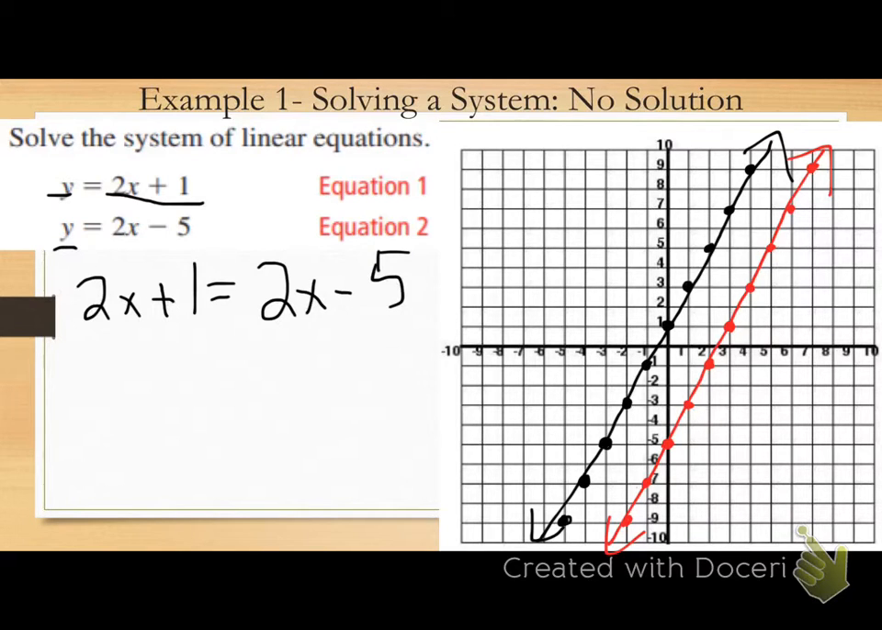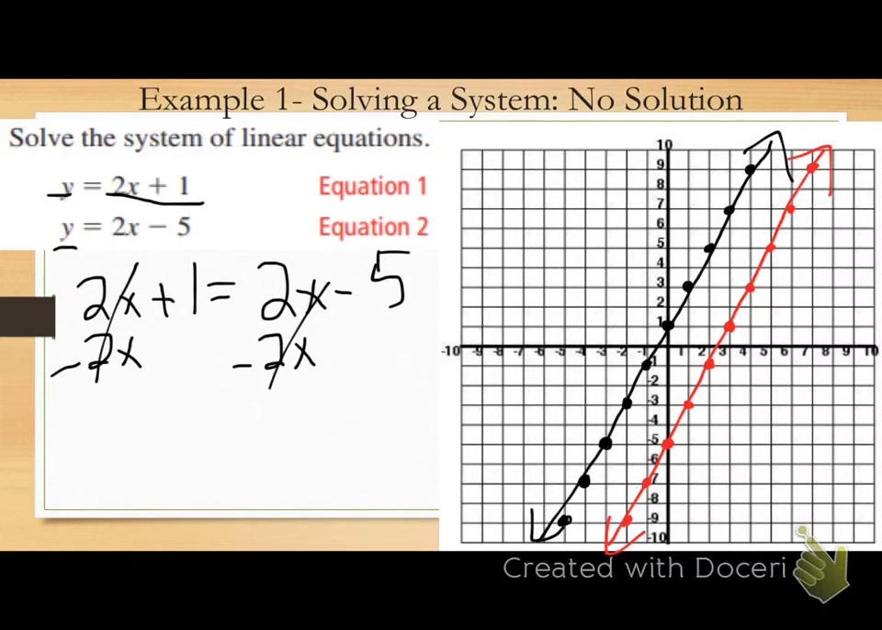How do I get my variables on the same side here? Subtract 2x. What happens when I do that? They cancel out on both sides, right? This is why I want to do my variables first. Don't do your constants first. Do your variables first, because my variables cancel each other out.